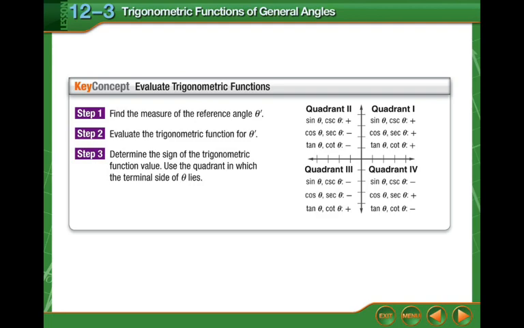So in quadrant 1, everything's positive. In quadrant 2, just sine and cosecant are positive. In quadrant 3, tangent and cotangent are positive. And in quadrant 4, cosine and secant are positive. So we need to remember those. If I didn't name them, then they're negative. It's that easy. There isn't one where everybody's negative, just FYI.